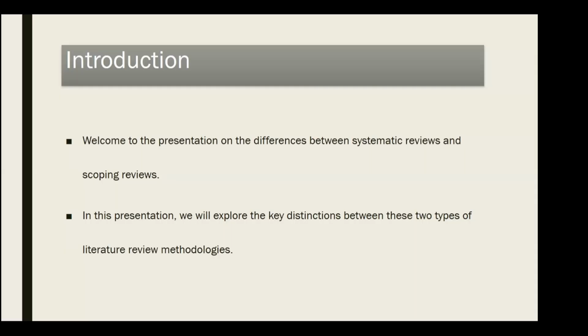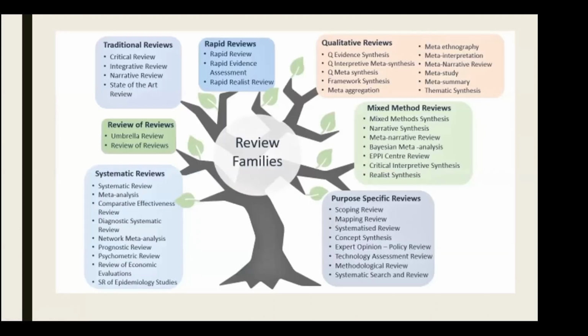There are a number of methods and types of reviews that you find when you look at the literature. Something like this: if you look at this tree, this is the review family tree. You can find the traditional reviews, rapid reviews, qualitative reviews, mixed method reviews, and reviews of the reviews. So there are a number of ways the literature is approached and the inferences are interpreted for different purposes.